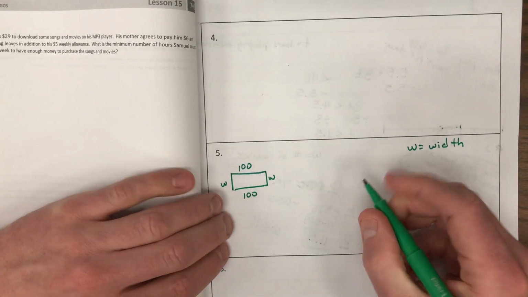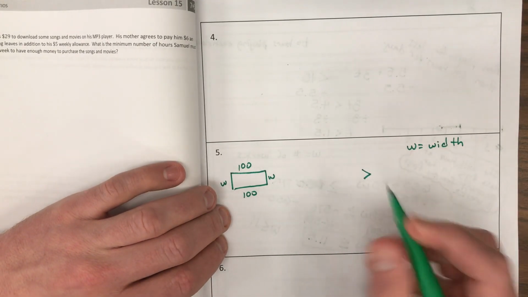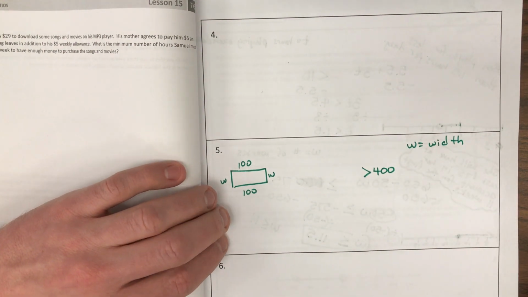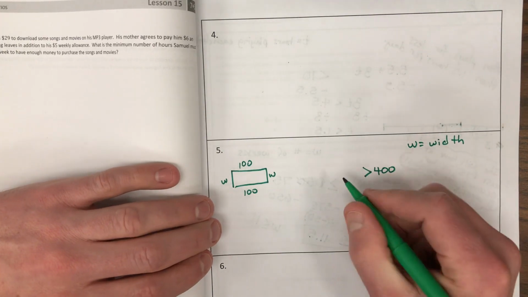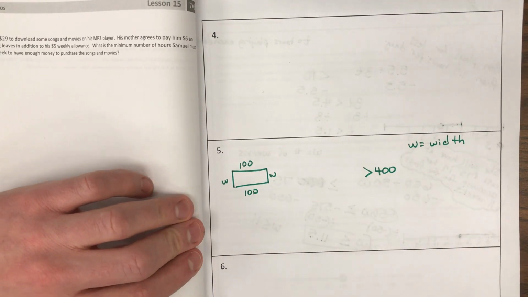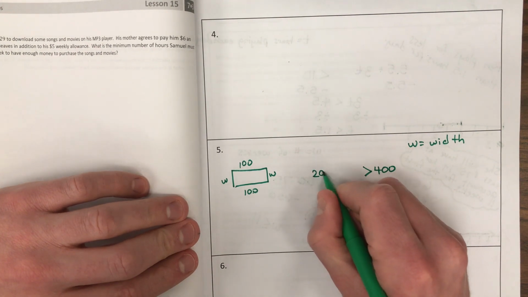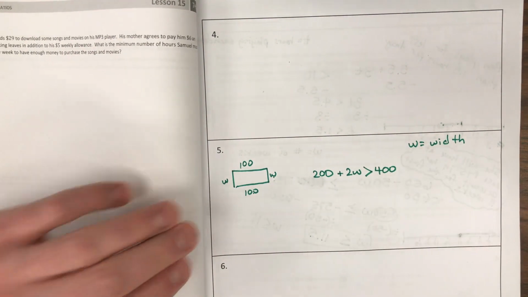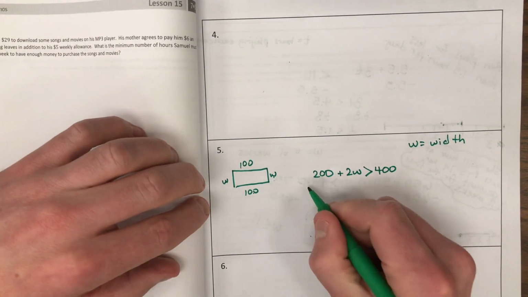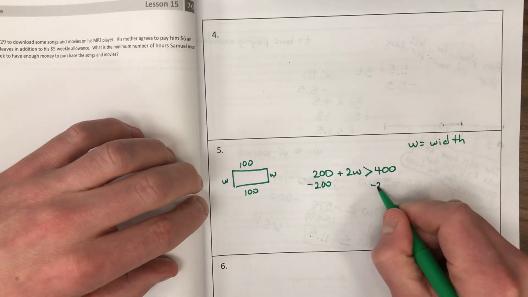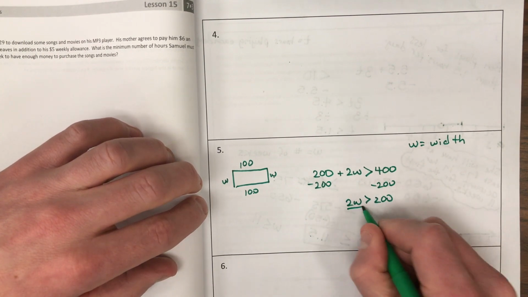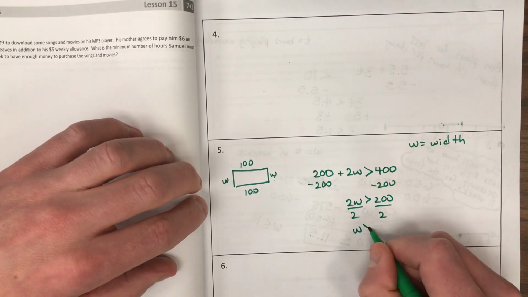So let's write an inequality symbol so that the stuff to the left of this sign will be greater than this 400 that the thing's supposed to be. And then we have 100 plus 100 for the two lengths, so I'll just write that as 200. And then W plus W for the two widths, I'll just write that as 2W, saving myself a step where I have to combine the like terms. And then I'll subtract 200 from both sides. And I get 2W has to be greater than 200. And I'll divide both sides by 2. And I get W has to be greater than 100, which is exactly what I thought.